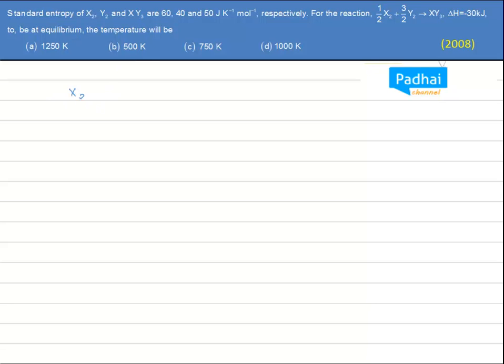Let us first of all write the equation. Half of X2 plus 3 by 2 of Y2 is giving XY3. Now delta H for the reaction is minus 30 kilojoule. For X2 we are given delta S naught, which is 40, for Y2 delta S naught is 60, and for XY3 delta S naught is 50.